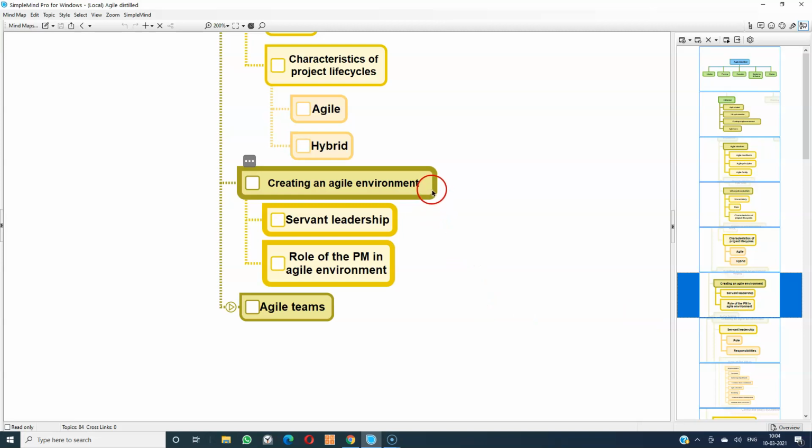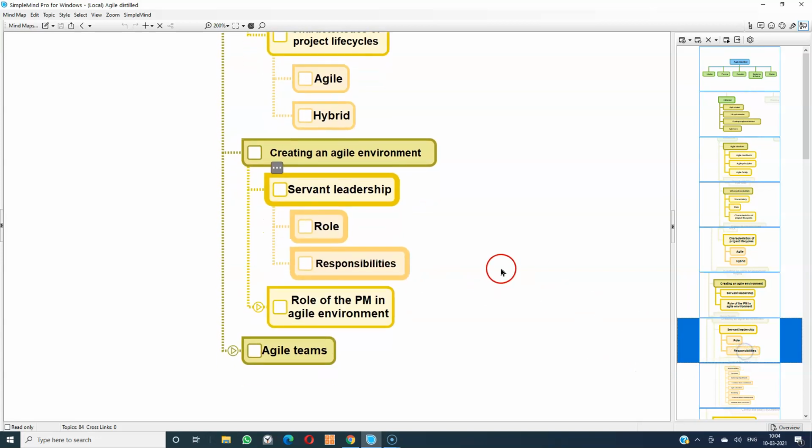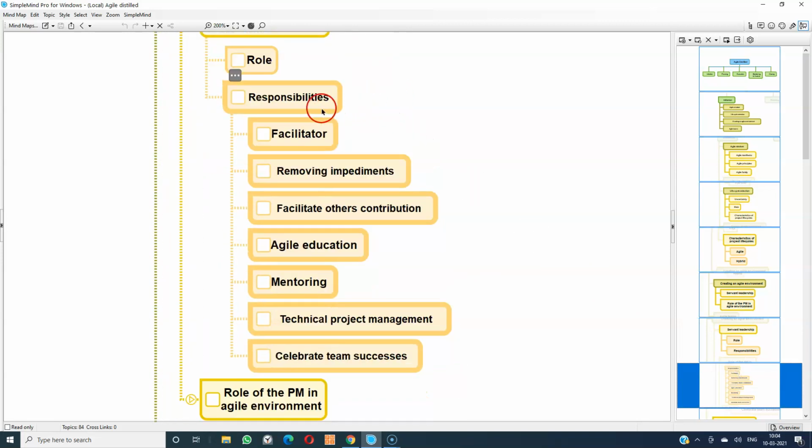Then creating an Agile environment. The key thing in the Agile environment is servant leadership. And we'll see the role of the PM also in an Agile environment. Servant leadership roles and responsibilities: the servant leader is primarily a facilitator. The key job is removing impediments faced by the team. A servant leader facilitates others' contribution, provides Agile education and mentoring, and must be really good in technical project management.